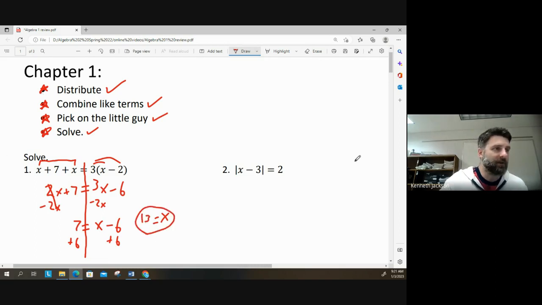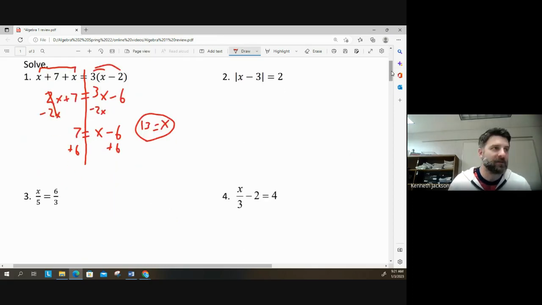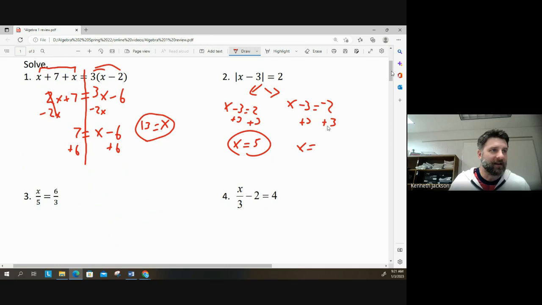Now on number 2, you'll notice that we have an absolute value equation. And to start the absolute value, I must split this into two separate problems. That's x minus 3 equals 2 and x minus 3 equals negative 2. And now I have a basic equation that I should be able to go through and solve. Distribute, combine like terms, pick on the little guy, get the variable by itself. To get rid of a minus 3, I can add 3. Negative 2 plus 3 is positive 1. So I end up with two answers on number 2.